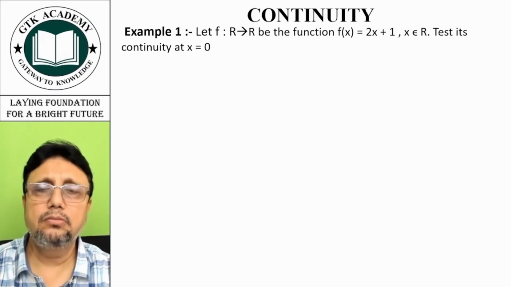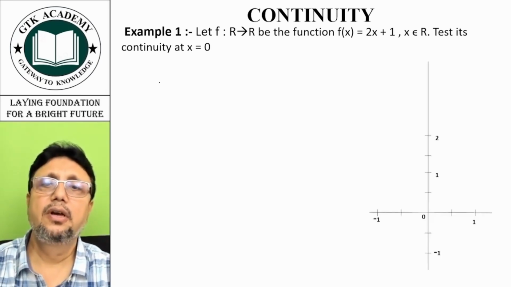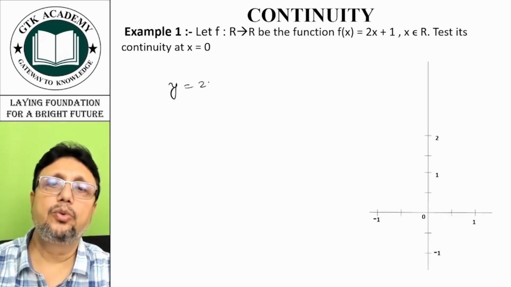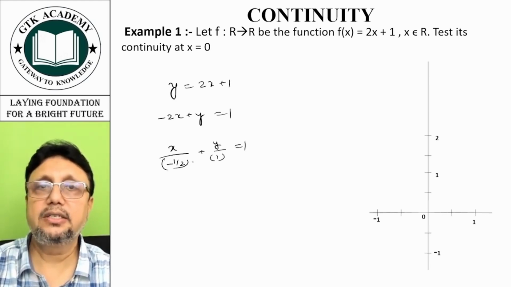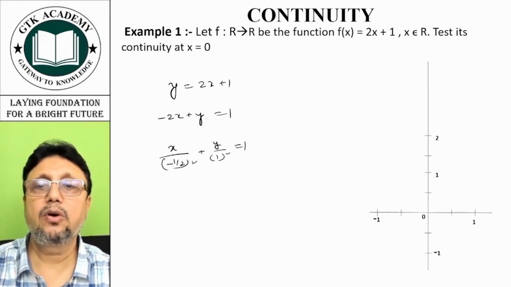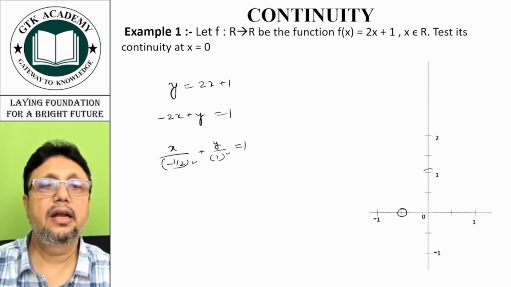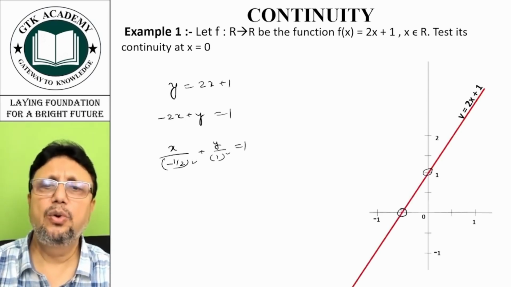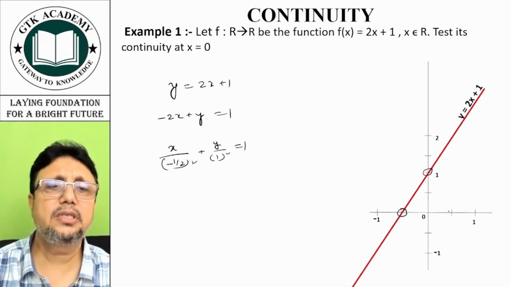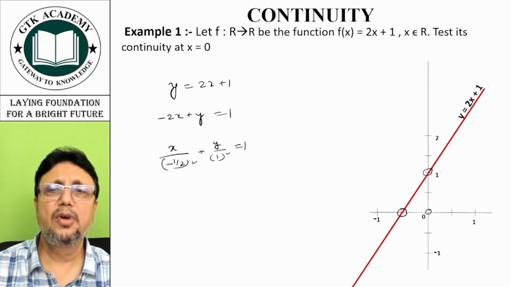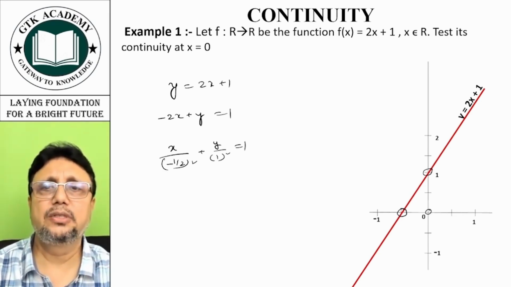Now we'll also see this by drawing its graph. The function is y equal to 2x plus 1. That means minus 2x plus y is equal to 1, so x upon minus half plus y upon 1 is equal to 1. This is a straight line which has an intercept of minus half on the x-axis and 1 on the y-axis. That means it passes through this point and this point. So this is a straight line. It is very clear from this graph that this is continuous at x equal to 0. Not only at x equal to 0, but for all real numbers, this is continuous.